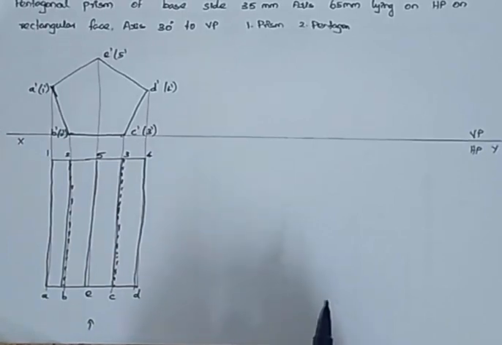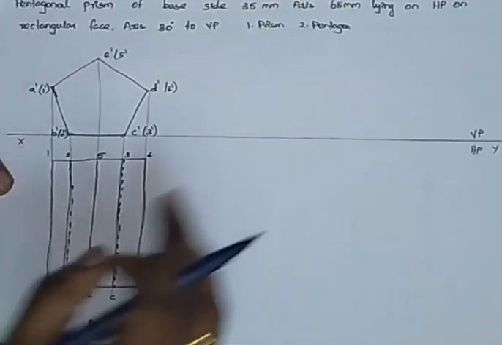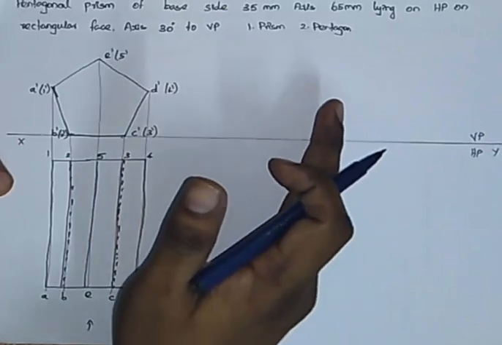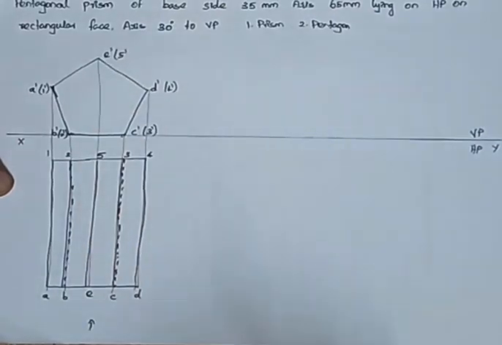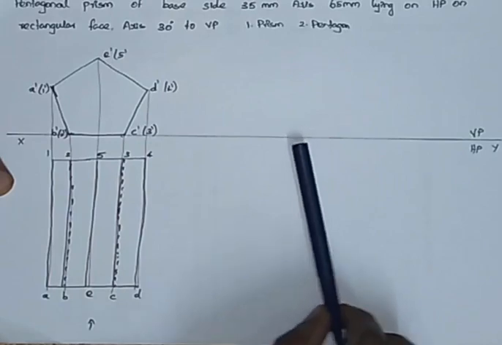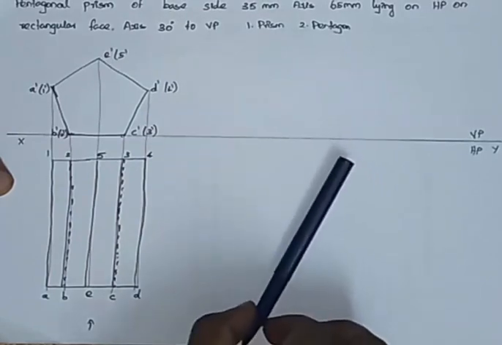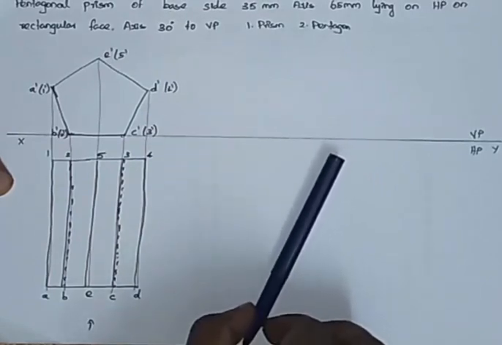So next step, you have to make the axis inclination. The axis inclination is 30 degree with VP. So this axis should be inclined 30 degree to VP. You can tell the axis this side or in this direction. So already we have cleared with this.